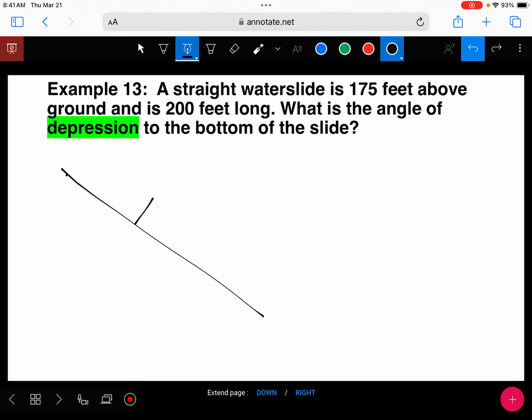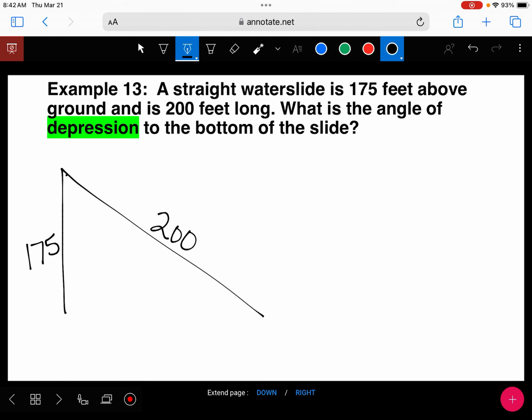No, that's not where I put that 175. Sorry. It's 175 feet above the ground, but the slide itself is 200 feet long. So that's why you really have to read the question. So I'm gonna quit talking and let you all read and try to visualize it.